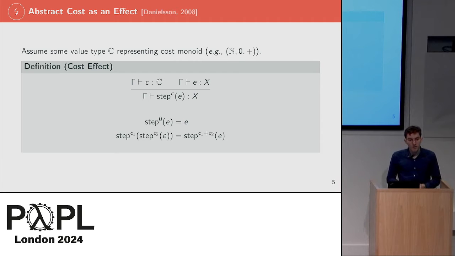So we add an effect called step to the C, which means that you should incur C units of abstract cost. So when we write step to the C of E, that means incur C units of abstract cost and then run program E afterwards. Here C is an element of some monoid, like the natural numbers. And there are these expected laws saying that, for example, if you incur 0 cost, then you might as well not bother. And if you incur C1 cost followed by C2 cost, you can consolidate those using the monoid structure.